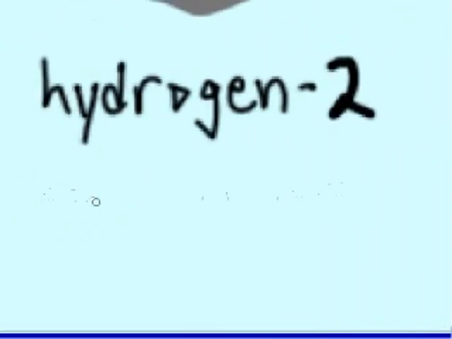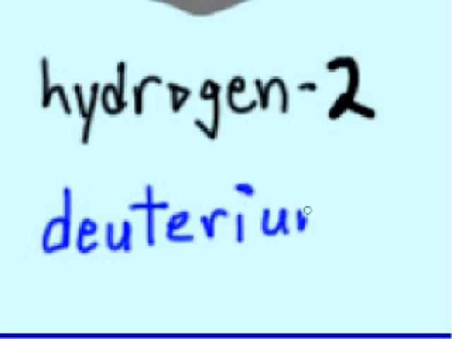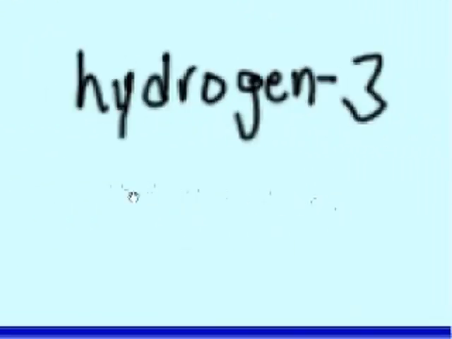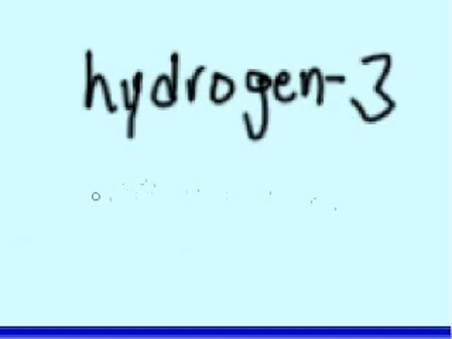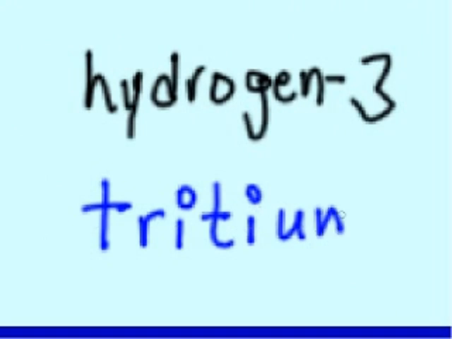Hydrogen 2 has its own name because there are 2 particles. It's called deuterium, for 2. Deuterium is the alternate name for the hydrogen 2 isotope, or the hydrogen 2 atom. And hydrogen 3 has another name, its own name, tritium, for 3.